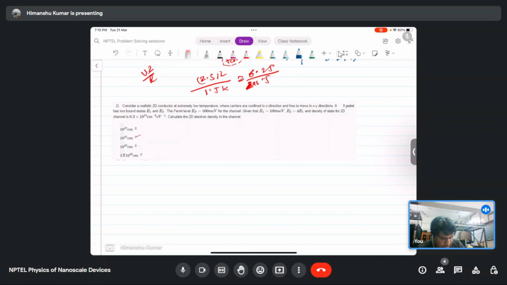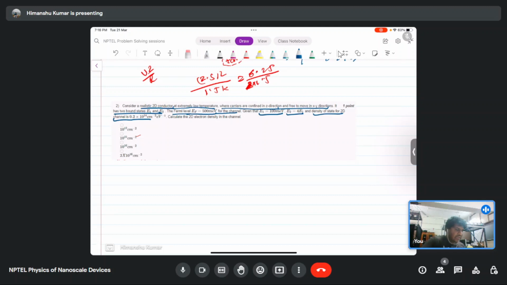Consider a realistic 2D conductor at extremely low temperature, where the carriers are confined in the z direction and are free to move in the xy direction. It has two bound states, E1 and E2. The Fermi level EF is 500 milli electron volt for the channel. Given E1 is 100 milli electron volt and E2 is 4 times E1, and the density of state for the channel is 2.1 into 10 to the power 14.